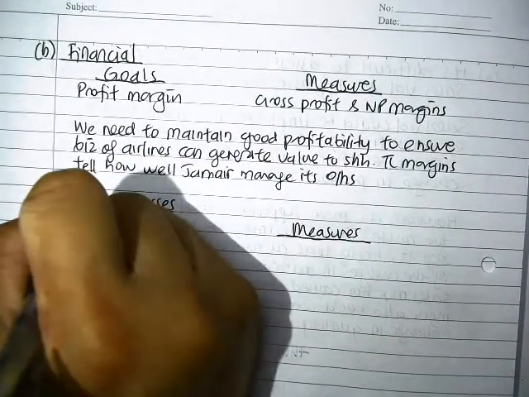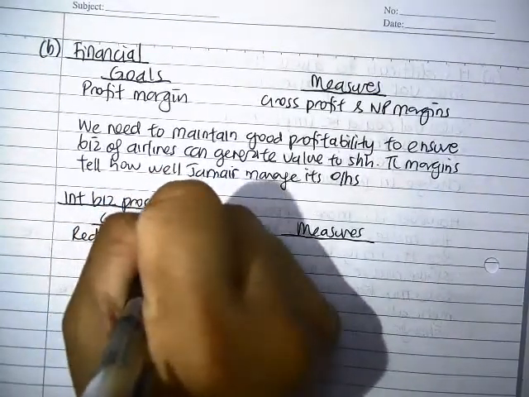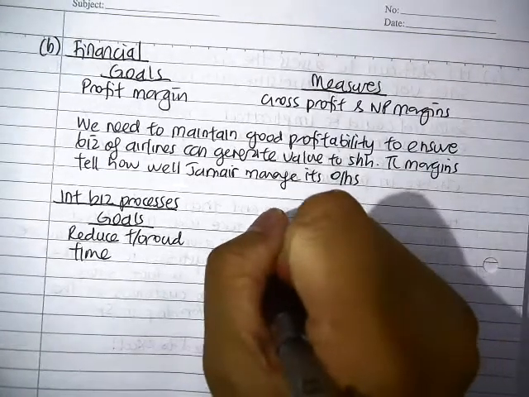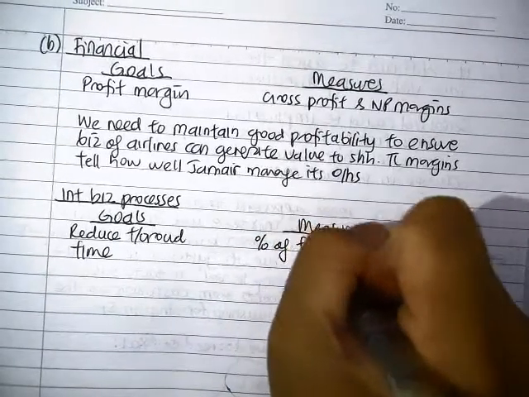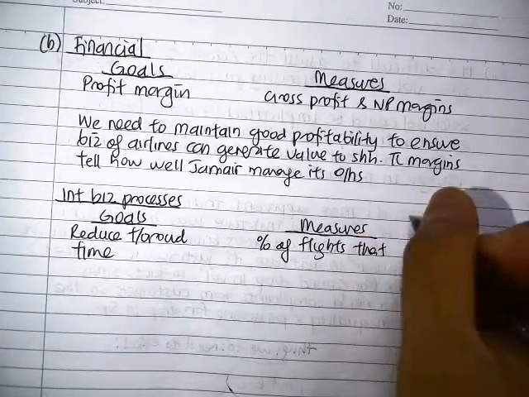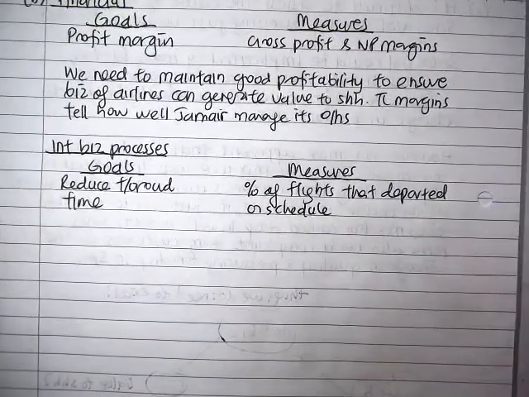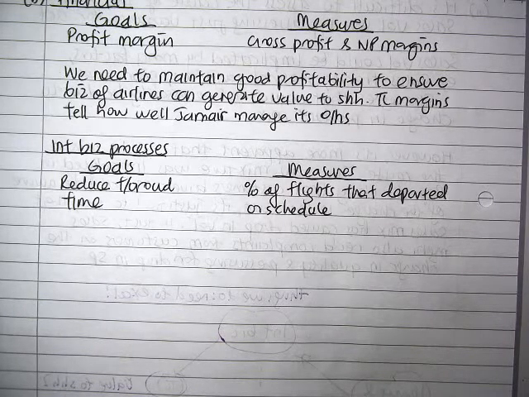Okay. Now the goal here is we want to reduce the turnaround time. Okay, now how do you look at the turnaround time? Now you can measure, like for example, the percentage of flights that departed on schedule. So if you can fly off on time, that means your turnaround time is there. Now if you don't fly off on time, then the turnaround time is not there. Okay, I don't need you to cut down the turnaround by a lot. I just want you to fly off on time. So if you turn around fast, you can fly off, then there's no delay.